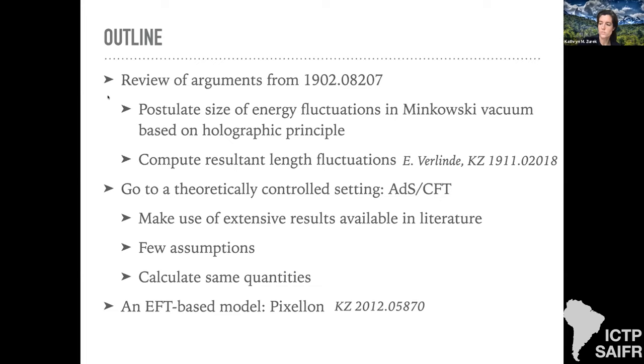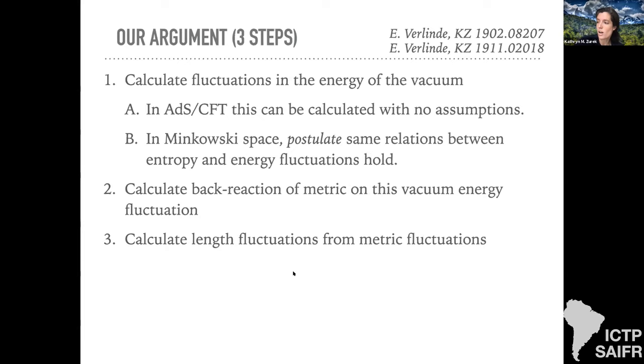Because the effect is so large, I think it's helpful to think about an effective field theory based model. This I would call perhaps the most speculative part of this whole discussion, but this effective field theory based model, I call the Pixelon. So what is our argument? There are three easy or not so easy steps. The first is to calculate the fluctuations in the energy of the vacuum. In AdS-CFT, there are no assumptions involved. In Minkowski space, you make a postulate, which is, of course, a testable postulate, that the same relations hold between the entropy and energy fluctuations. Then you compute the back reaction of the metric on this energy fluctuation and finally convert that into a length fluctuation.